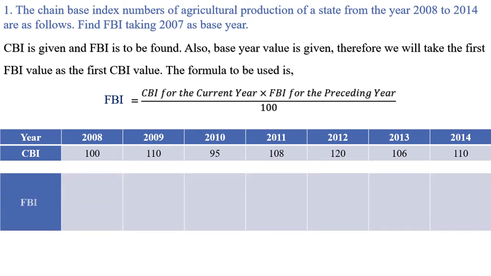What we need to do is calculate FBI. Now the first year CBI will be directly taken as the first year FBI. For the remaining values, the CBI of the current year is 110, FBI of the previous year is 100, multiplication divided by 100. So 110 into 100 upon 100 is 110. So for the year 2010, the current year CBI is 95 here, and the previous year FBI is 110. As you can see here, 95 into 110 divide by 100, that would be 104.5.